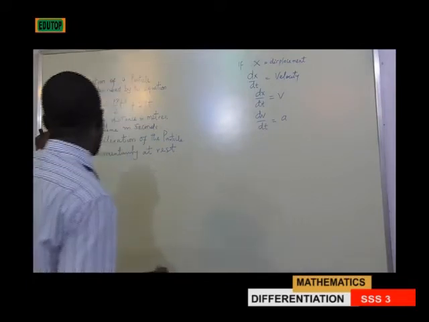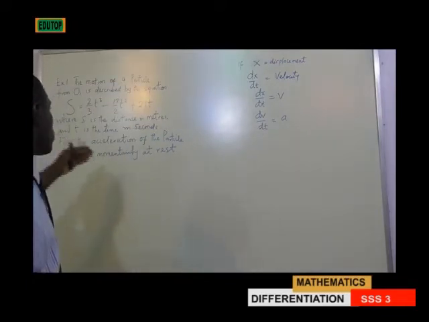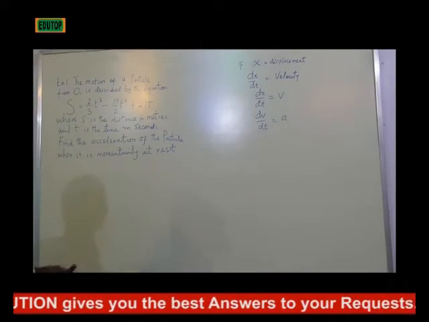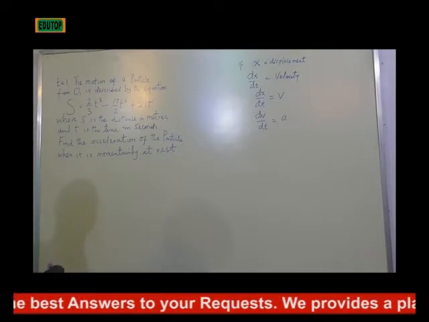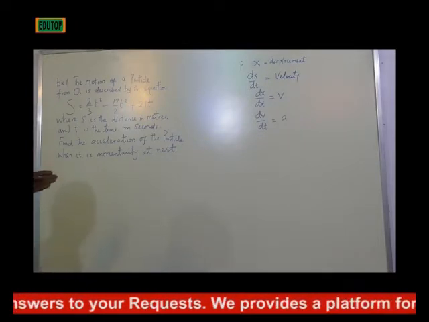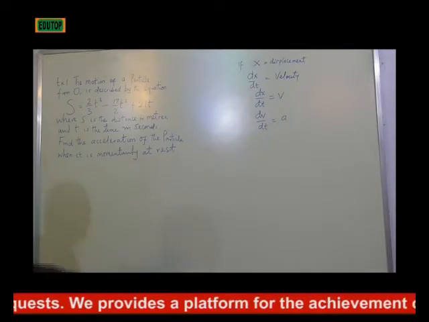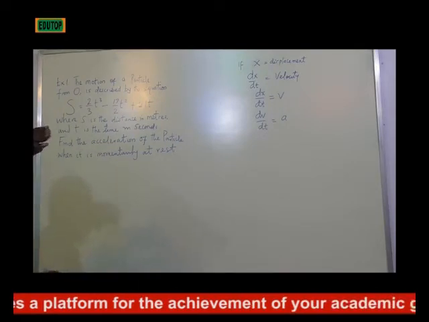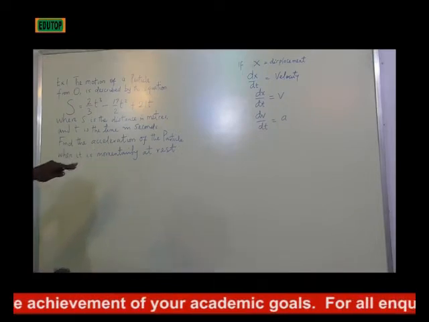The example says that the motion of a particle from O is described by the equation. This equation is given to us, where s is the distance in meters and t is the time in seconds. Find the acceleration of the particle when it is momentarily at rest. There are some fundamental terms here that have mathematical application, especially differentiation.